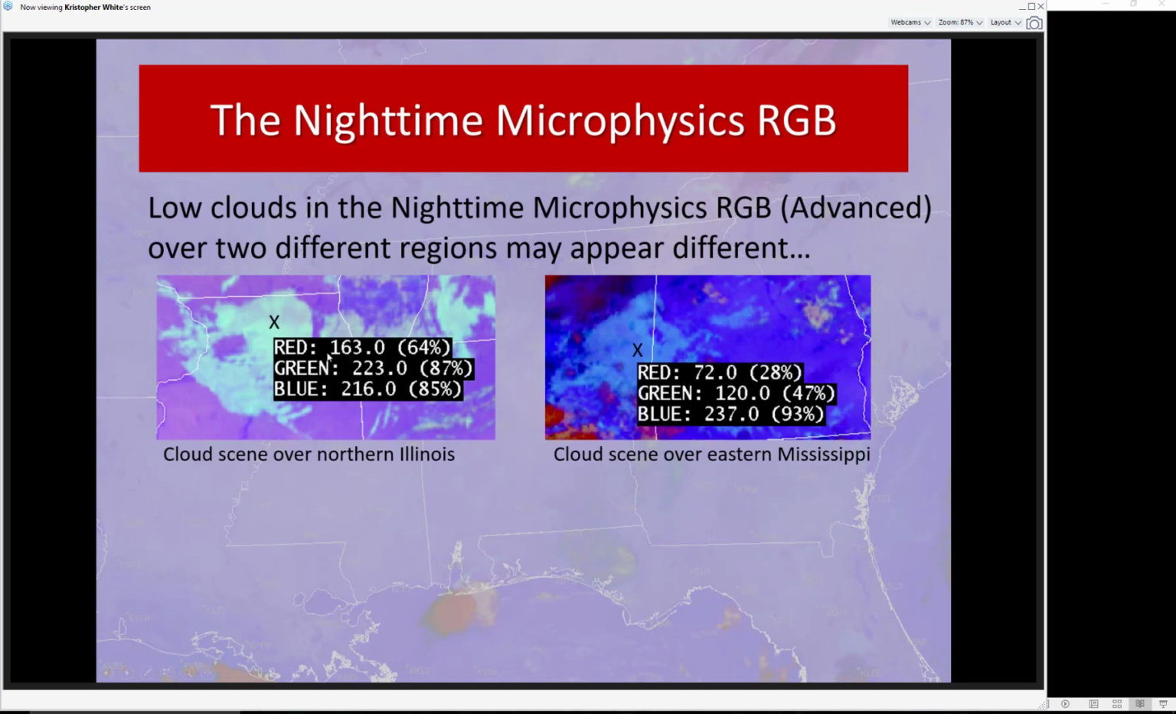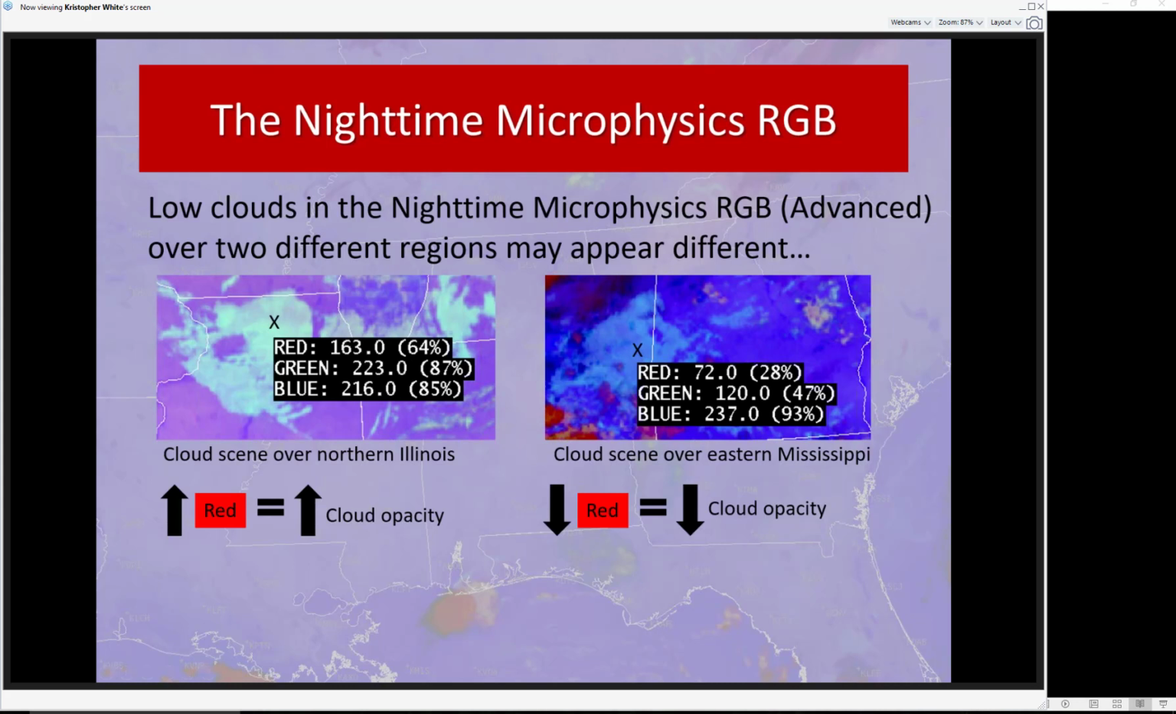And initially, we notice that the red values are quite a bit higher here over northern Illinois than they are over eastern Mississippi. So increased red generally equals increased cloud opacity. So these clouds might be just a little bit thicker here in northern Illinois than they are over eastern Mississippi, so that's something to take note of. Although, really, this isn't a drastic difference, especially when you get over cloud scenes, like over low stratus. So don't pay a whole lot of attention to the red.